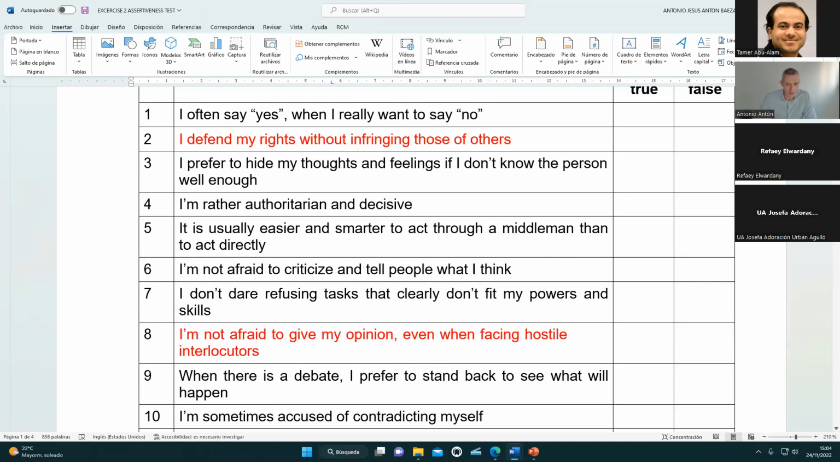And it's true, because sometimes being assertive is not being assertive 100%. This is a point of view. There is a debate about being assertive. Sometimes you need to be, it's very, very important to be assertive, for instance, at work.